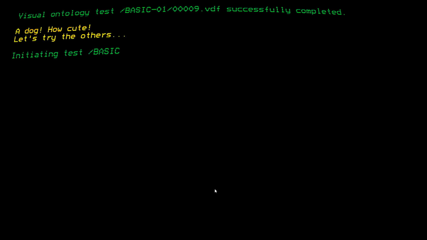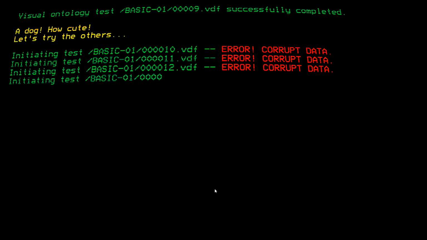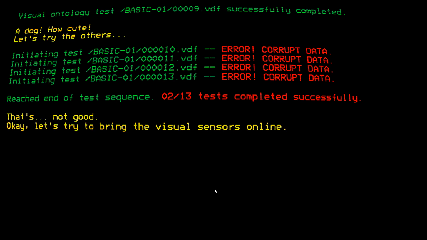Another visual ontology test successfully completed. A dog, how cute. Let's try the others. A lot more of corrupt data. Reached end of test sequence. Tests completed successfully.